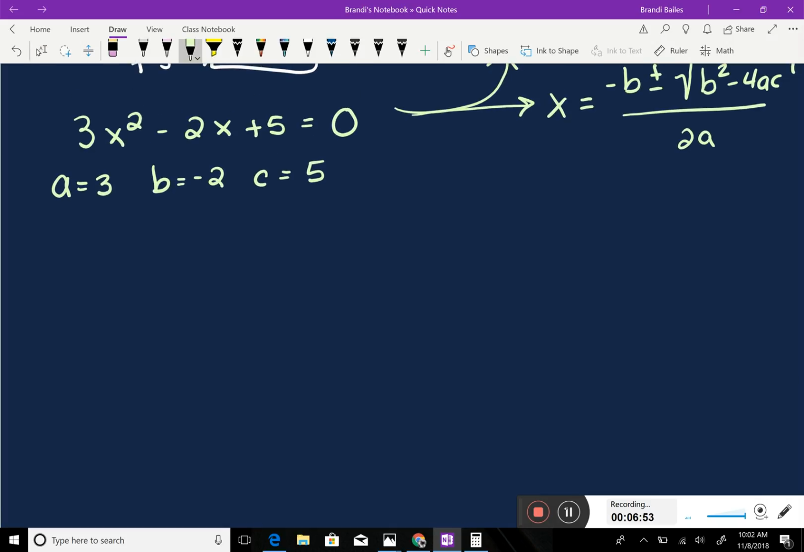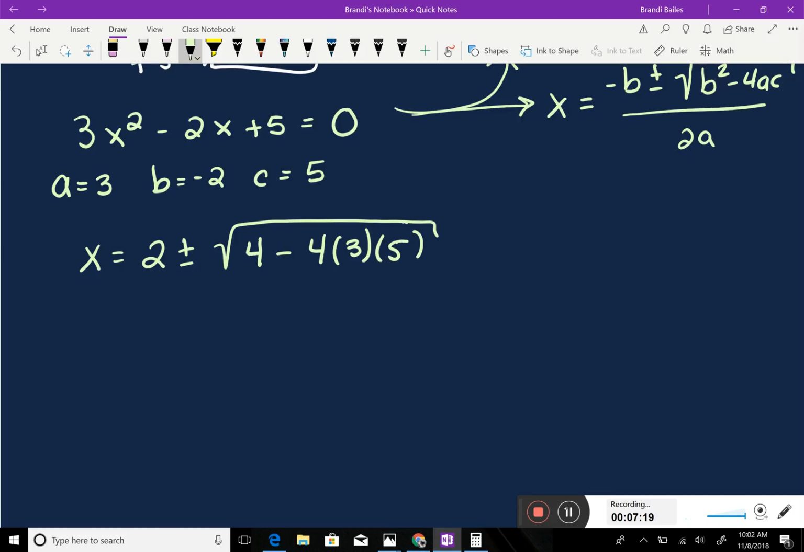When I plug into this form, that'll give me x is equal to negative b, so negative 2 is a positive 2, plus or minus the square root of b squared, negative 2 squared, negative 2 times negative 2 would give me a positive 4, minus 4 times a, which is 3, times c, which is 5, all over 2 times a, which is 3.